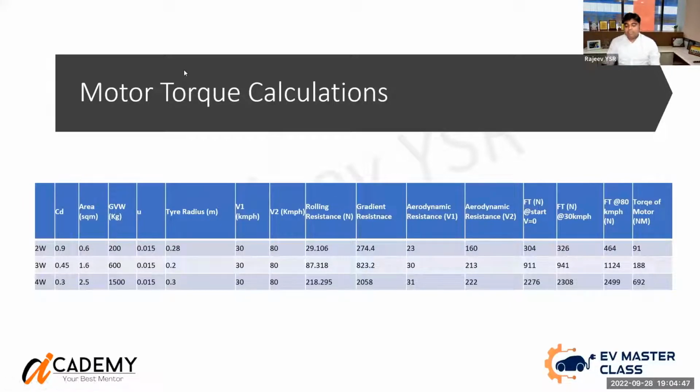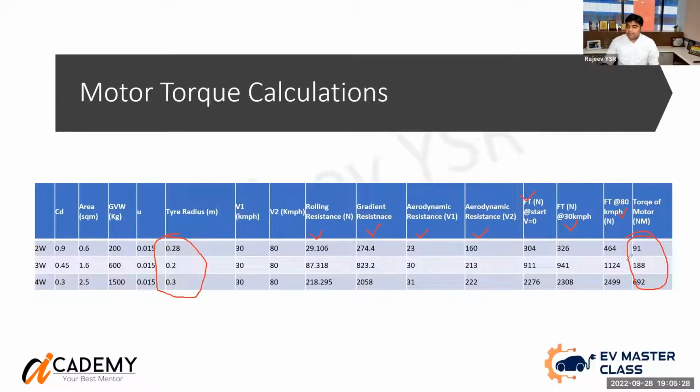See, slowly we are building up. Are you able to notice it? Earlier we calculated the rolling resistance, then the gradient resistance, then aerodynamic resistance at 30 kilometers per hour, then aerodynamic resistance at 80 kilometers per hour. Then we got the traction force at velocity equals 0, at 30 kilometers per hour, and at 80 kilometers per hour. And then the radius of the wheel, in this case I've given 0.28 meters.